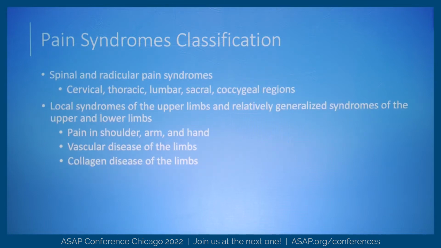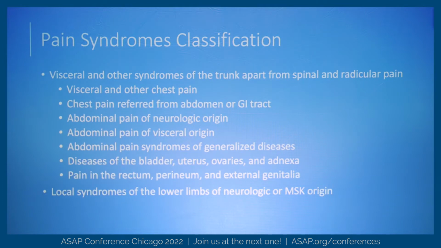Obviously, spinal and radicular pain syndromes in all regions of the spine, as well as local syndromes of the upper limbs and generalized syndromes of the upper and lower limbs. So pain in the shoulder, arm, and hand are very often problematic, often the shoulder. In fact, many patients have to ultimately go for reconstruction of their shoulder. And sometimes the small joints of the hand are involved, and vascular disease of the limbs, collagen disease of the limbs. So all this very much applies to our patients.